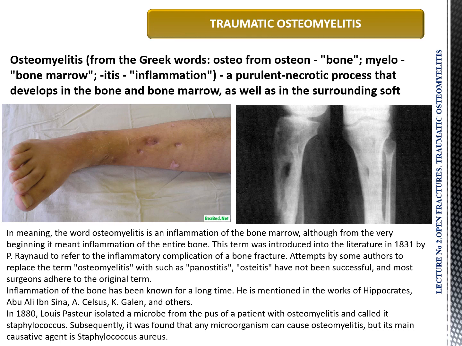Inflammation of the bone has in fact been known for a long time; in the writings of Hippocrates, Avicenna, and Galen, there is a mention of the inflammatory process in the bone. In 1880, Louis Pasteur isolated a microbe from the pus of an osteomyelitis patient, that is, from an open fistula. He called it Staphylococcus. It was one of the first well-known microorganisms to be discovered. Subsequently, it became clear that not only staphylococci cause osteomyelitis.